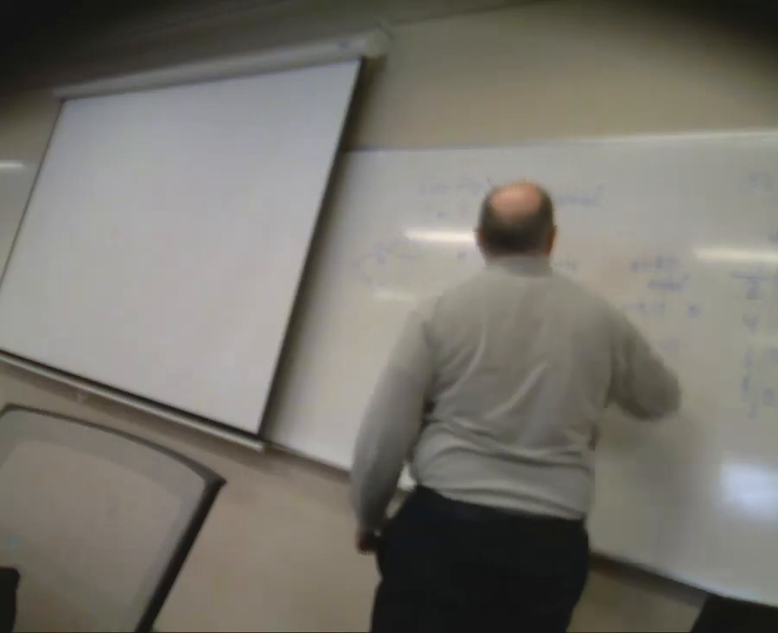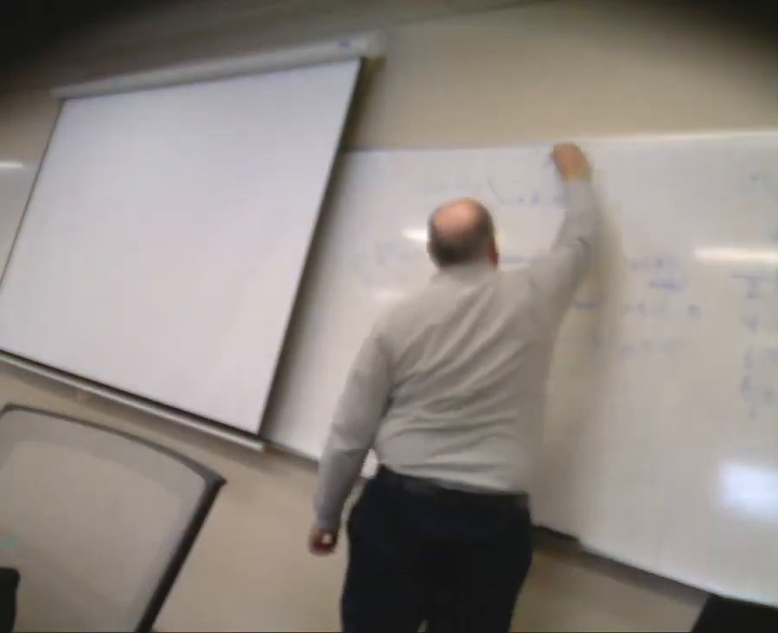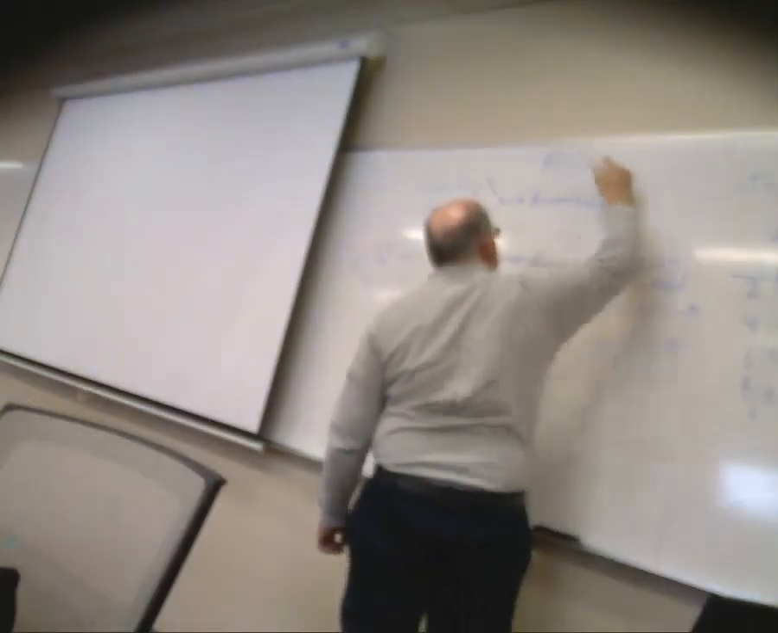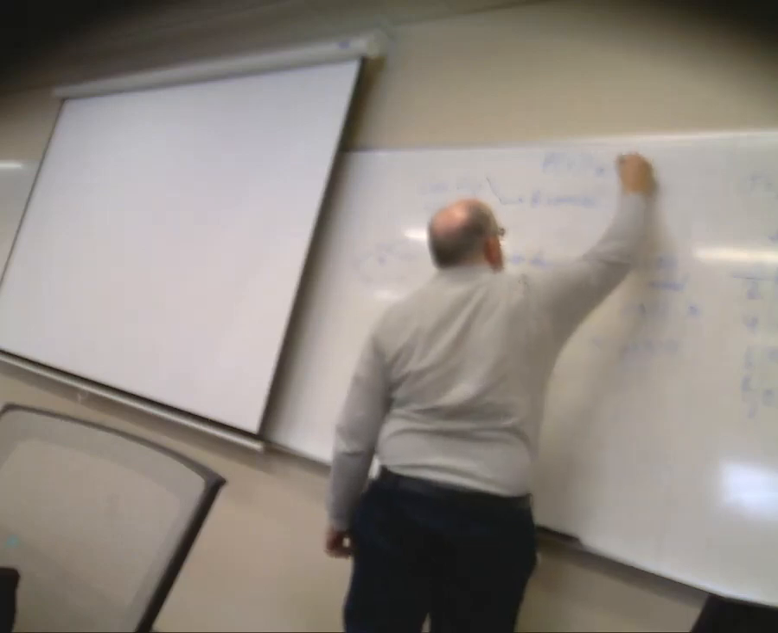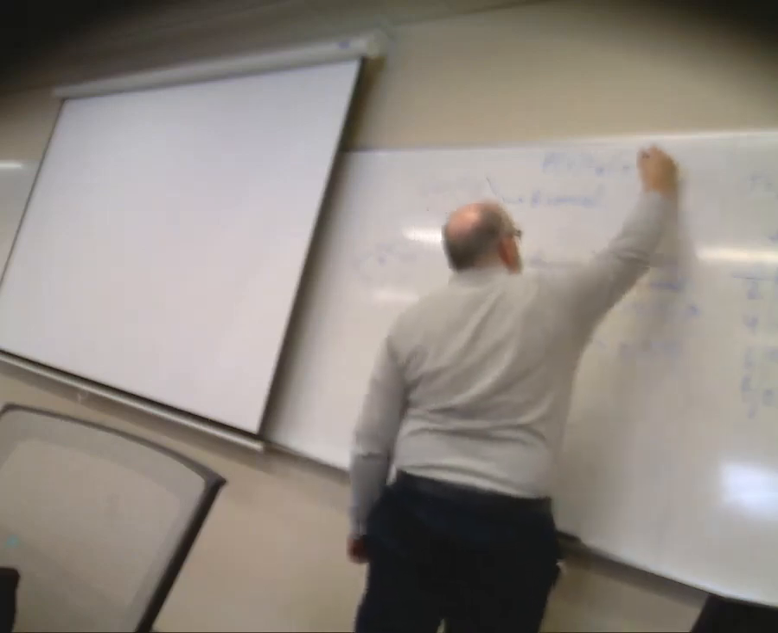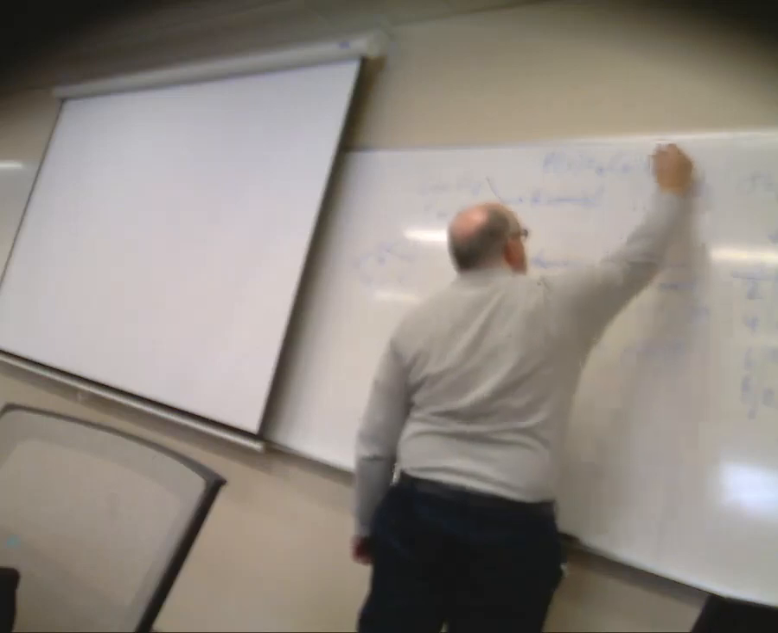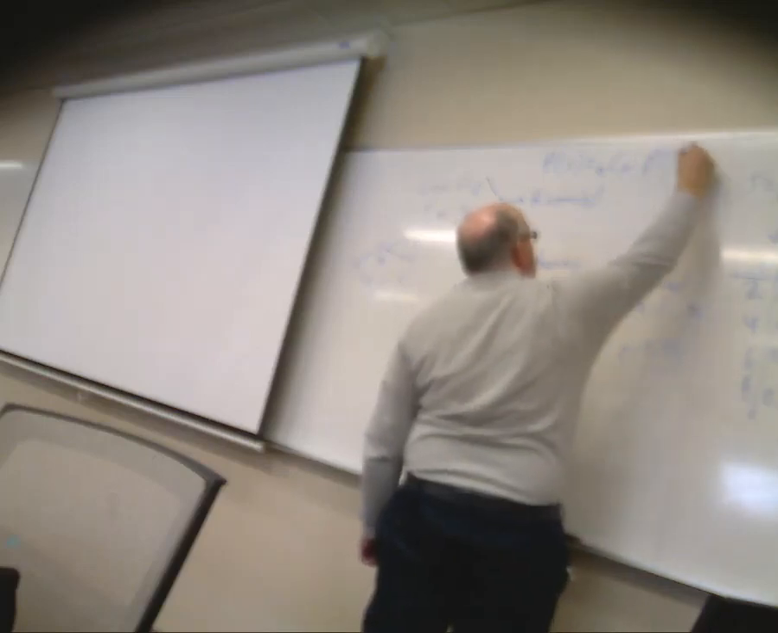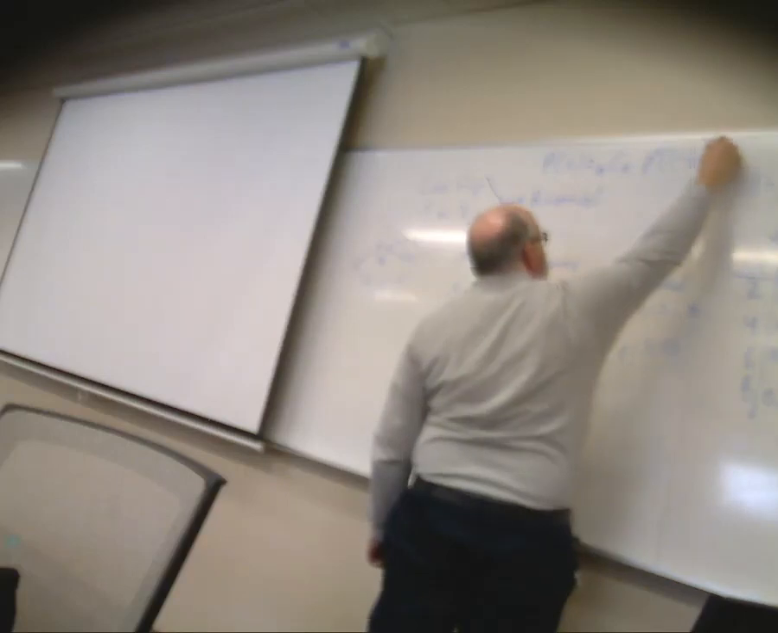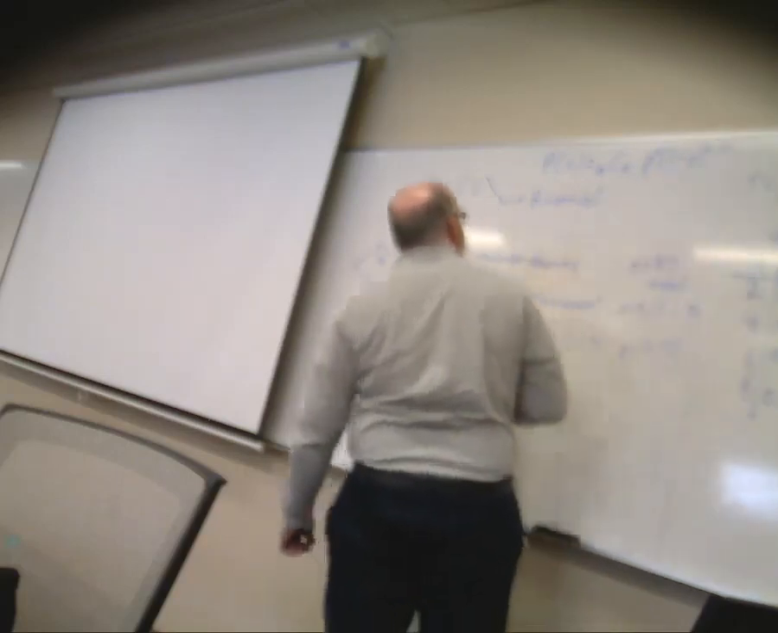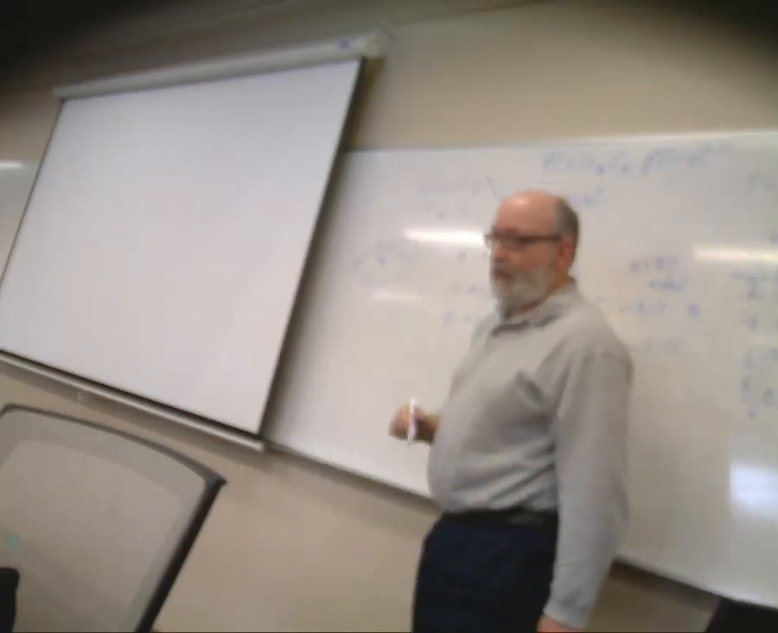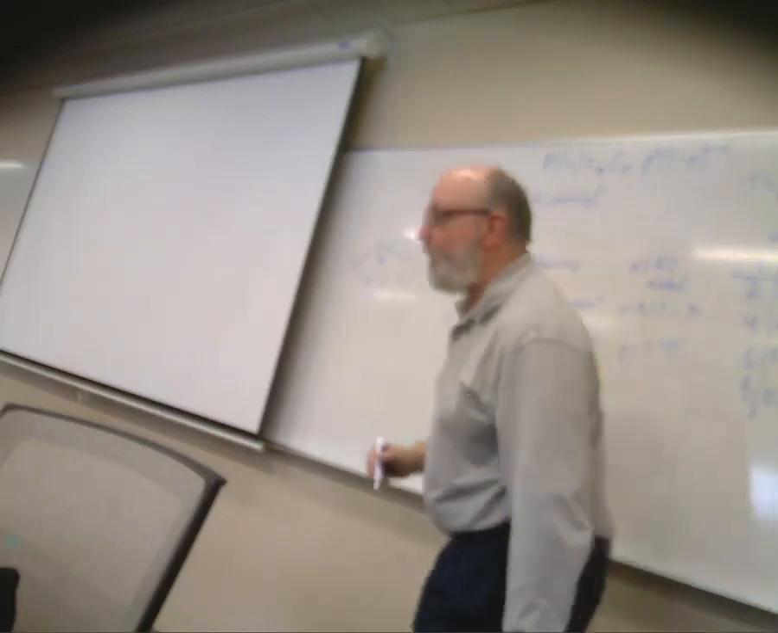So I'll put it up here. For the binomial probability, the probability of X is equal to nCx times p to the X power multiplied by 1 minus p to the n minus x power. So this is a formula that we can use to figure out binomial probabilities.